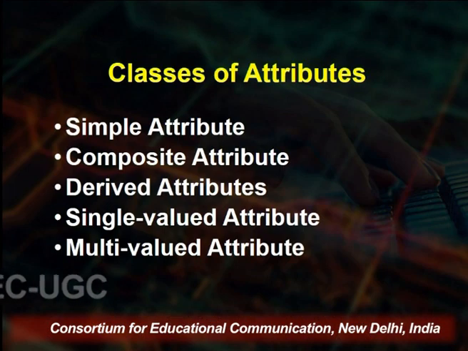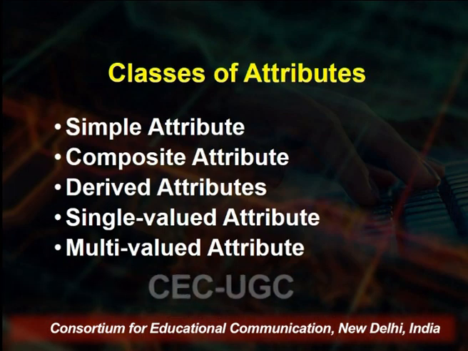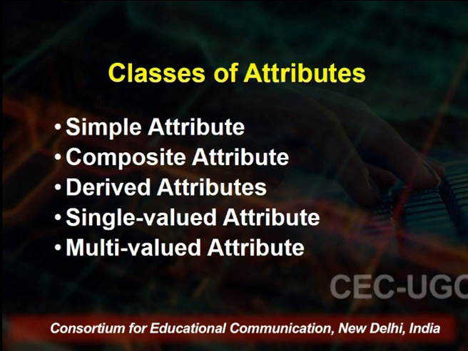Now composite attribute I was talking about, this comes under the types of attributes. Now what are the types of attributes? An attribute can be of type simple, that means a simple attribute. Then it can be of type composite, can be of type derived, can be of type single valued attribute, or it can be of type multi-valued attribute. So, we have simple attribute, composite attribute, derived attributes, single value attributes, and multi-value attributes. Now, let us see what all these terms mean.